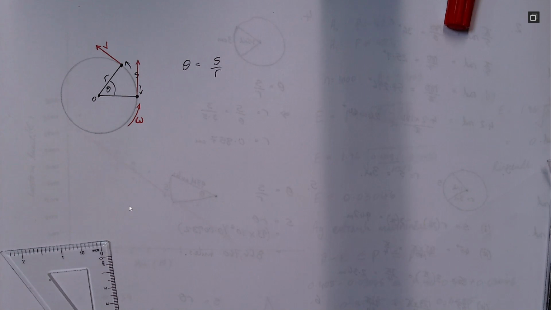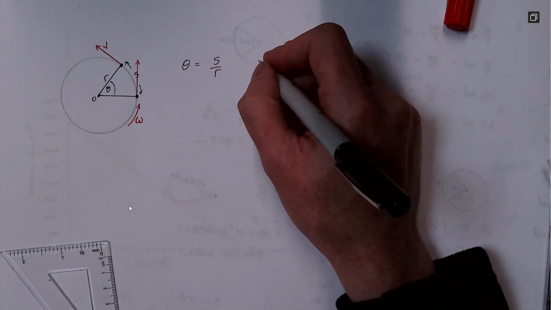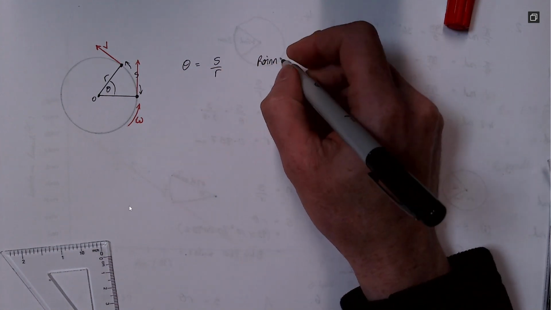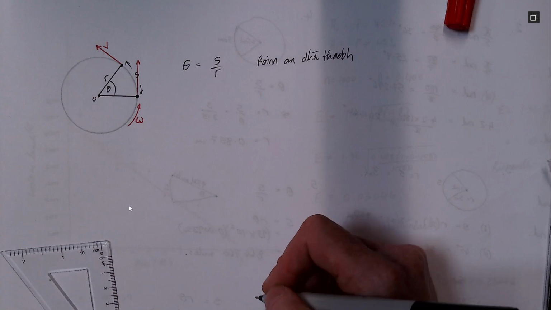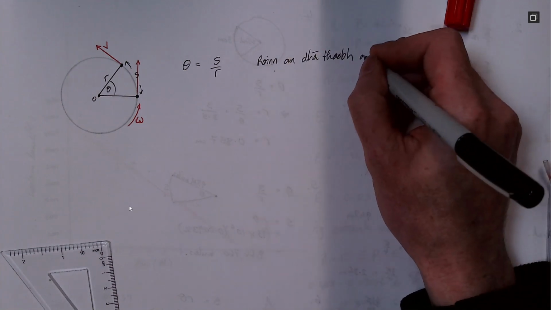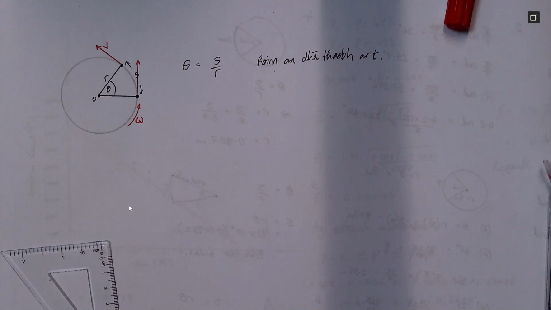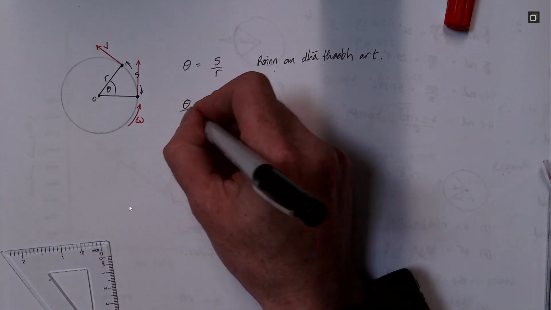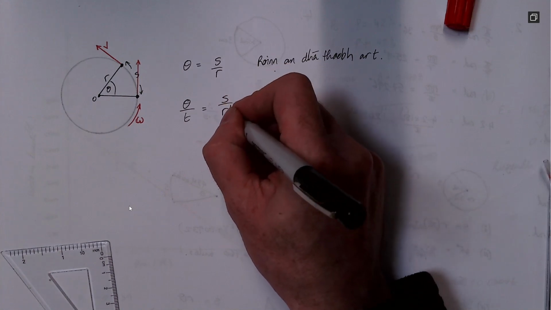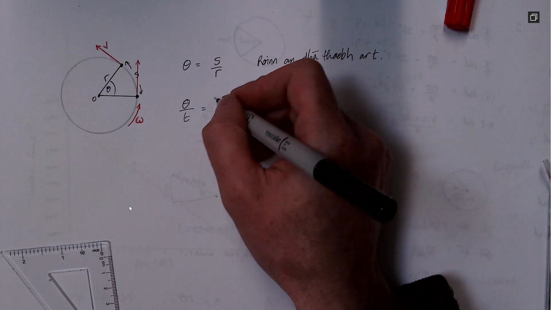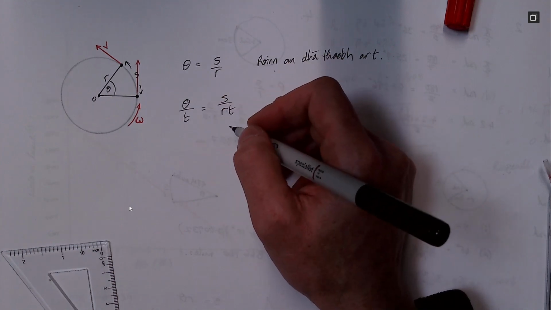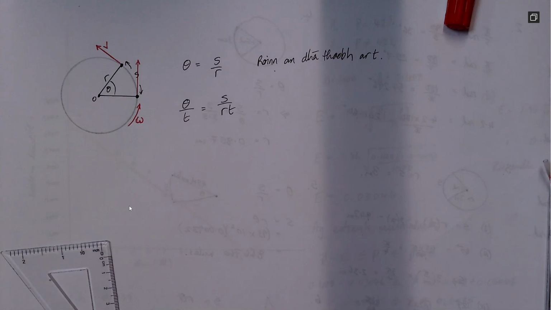Now to make the angular velocity, we divide by the time. So theta over T equals S over R T. So we make the angular velocity equal to the angle traced over the time taken, theta over T.